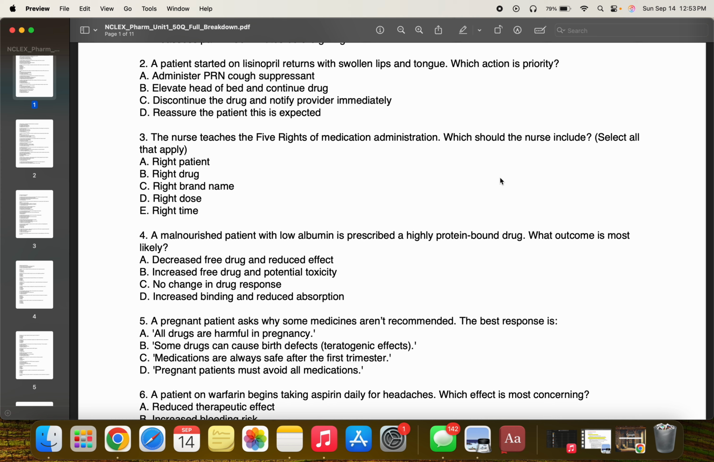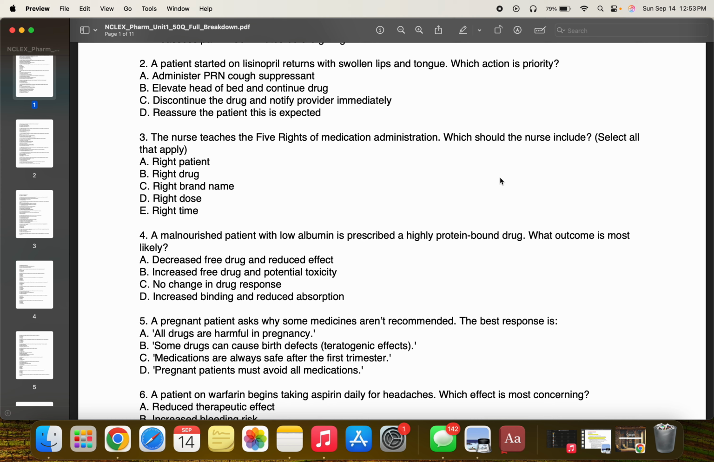4. A malnourished patient with low albumin is prescribed a high-protein bound drug. What outcome is most likely? A, decreased free drug and reduced effects. B, increased free drug and potential toxicity. C, no change in the drug response. D, increased binding and reduced absorption.